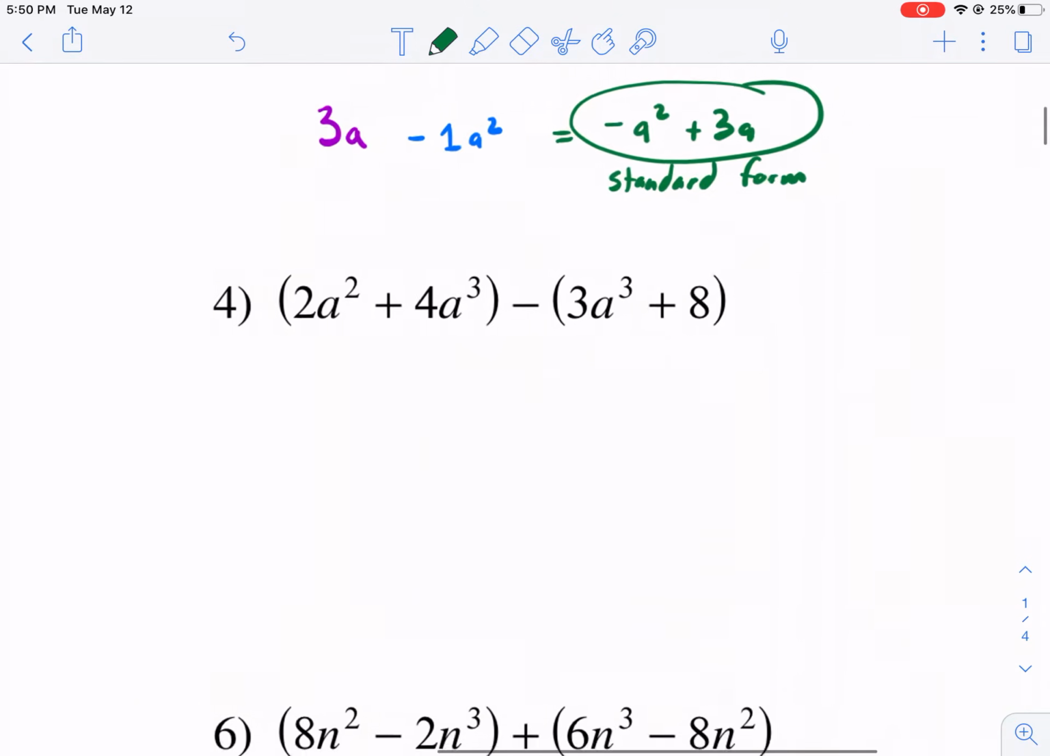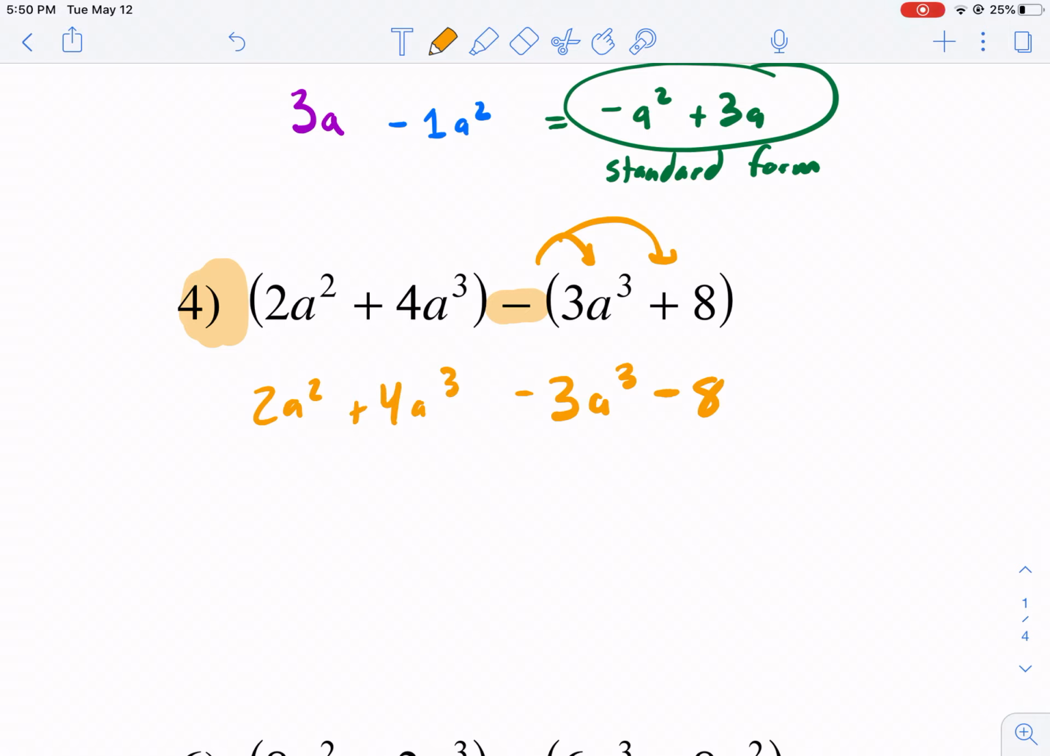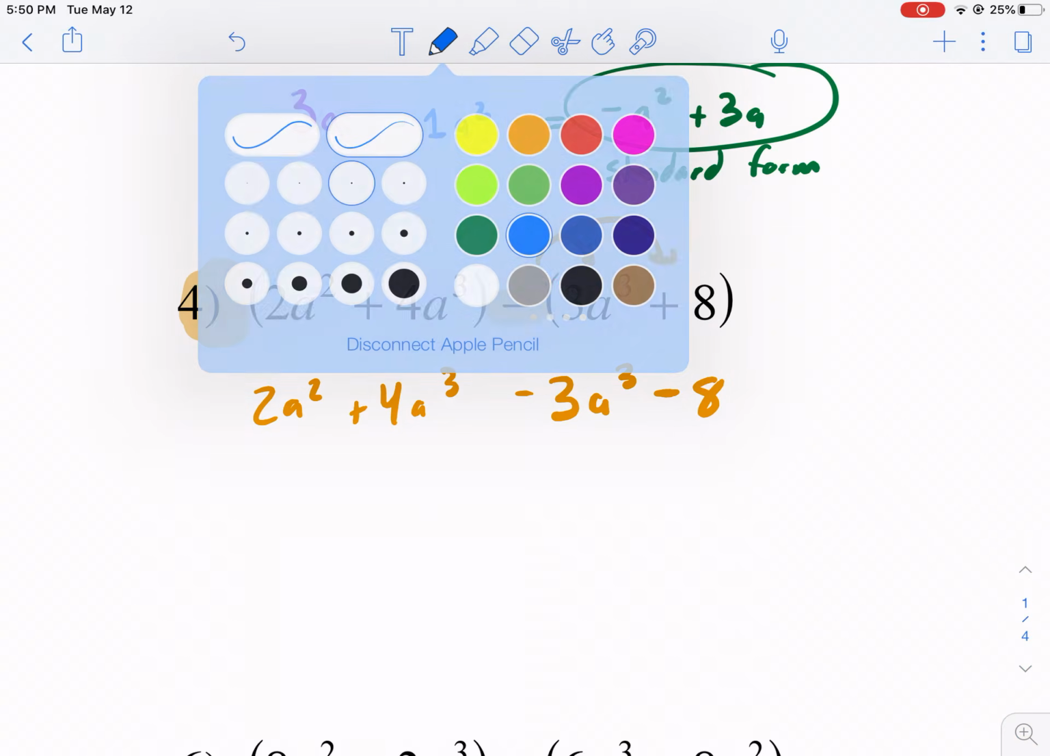All right, let's do number 4. Number 4 is another good example. This time we notice we have a minus out in front. So before we do anything, we should distribute the minus to both terms inside and change the problem so it looks a little bit better. Minus 8. There's no minus out in front there, so we can just copy down 2a squared plus 4a cubed how it is. Now let's identify like terms.